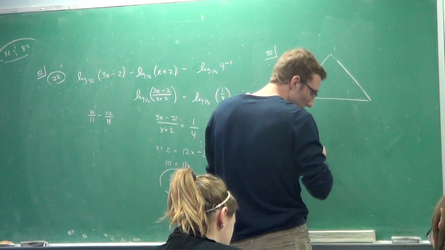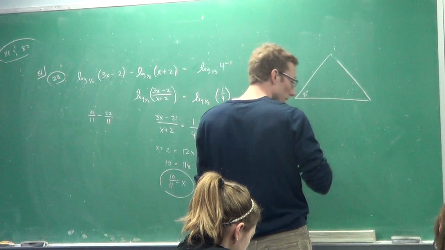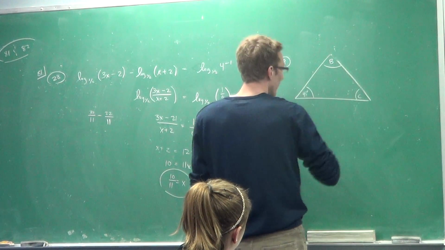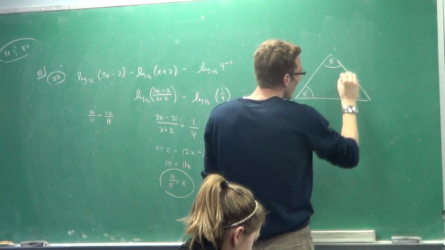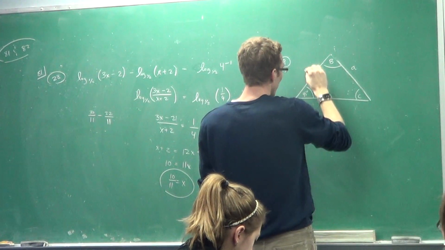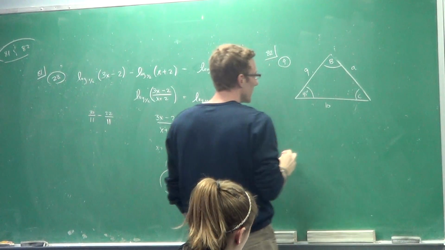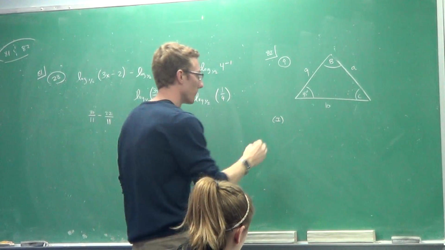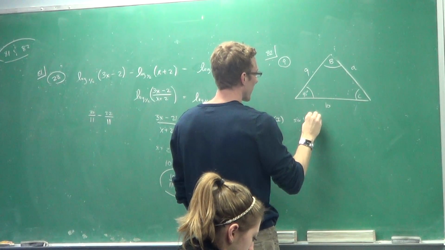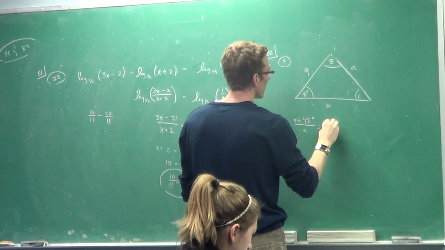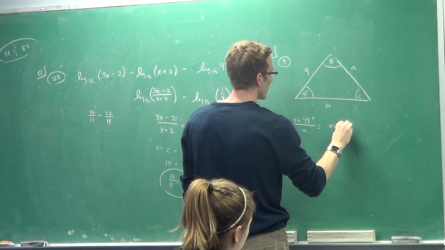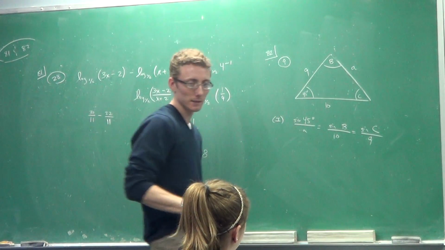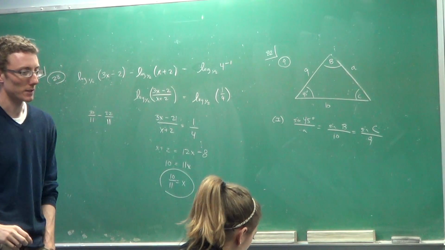So, we've got a triangle, angle of 45 degrees, angle of B, angle of C, and sides of A, 9 and 10. So the first step is to check law of sines. And we'll get sine 45 degrees over A equals sine B over 10 equals sine C over 9. Law of sines is not going to do it for us.